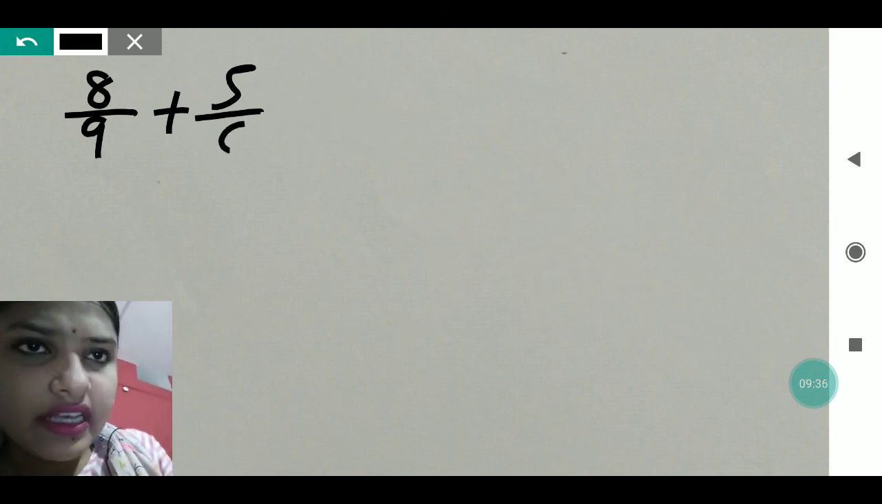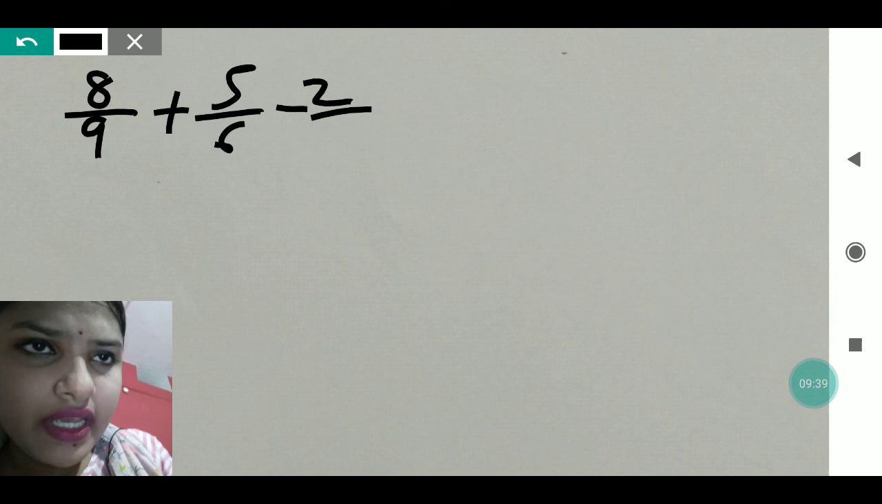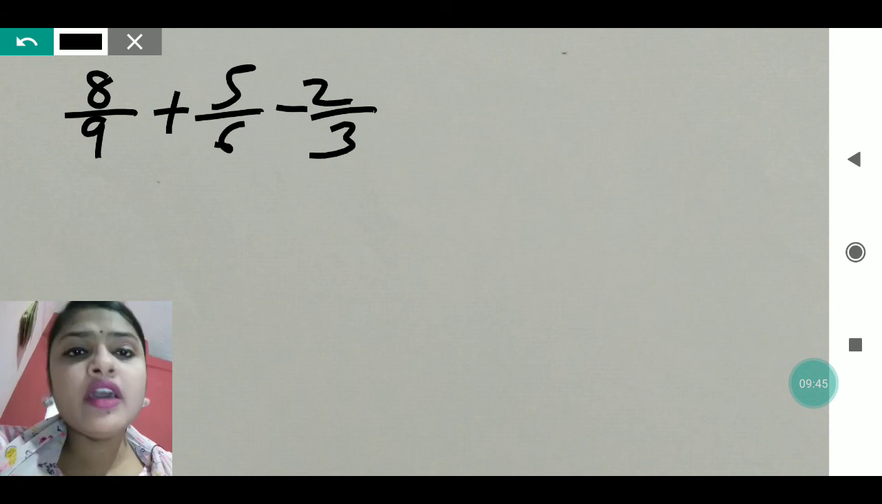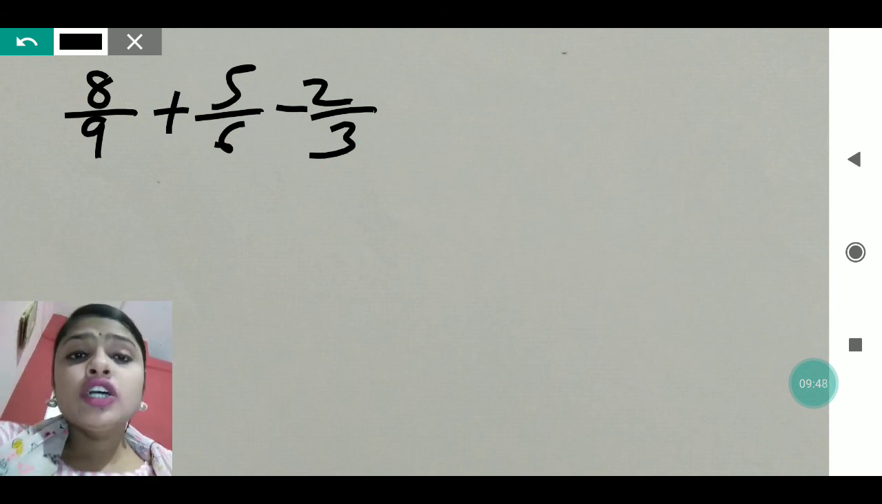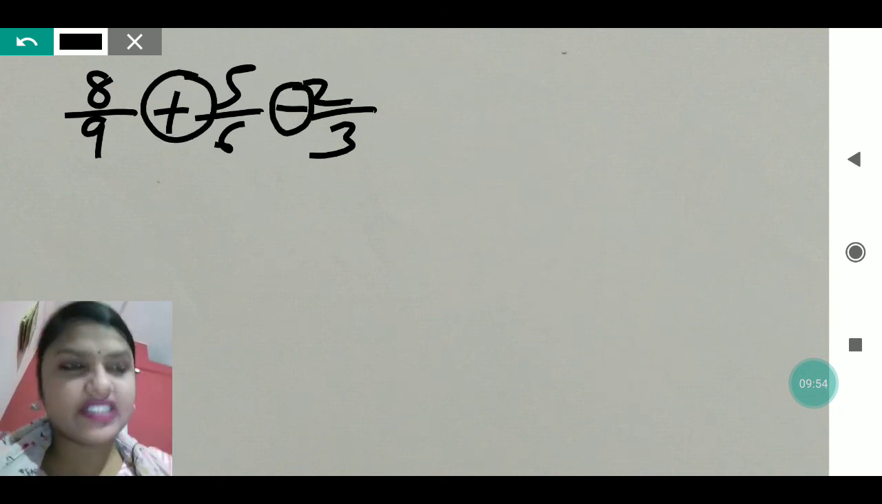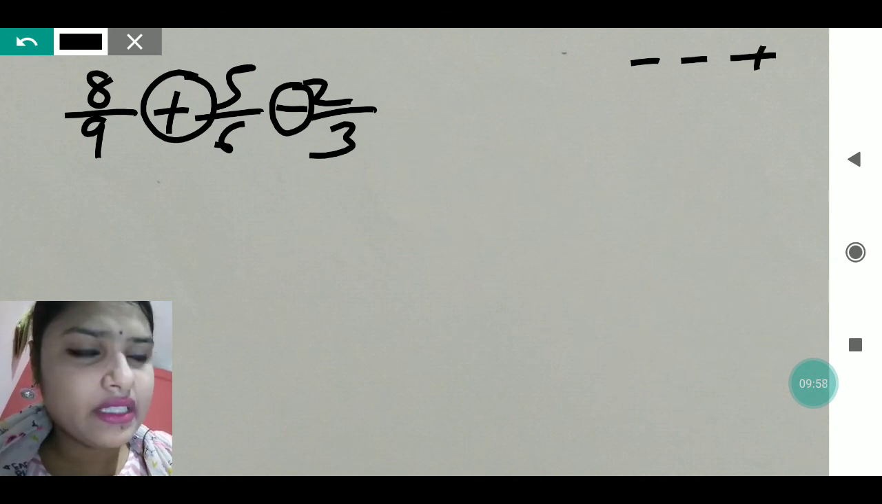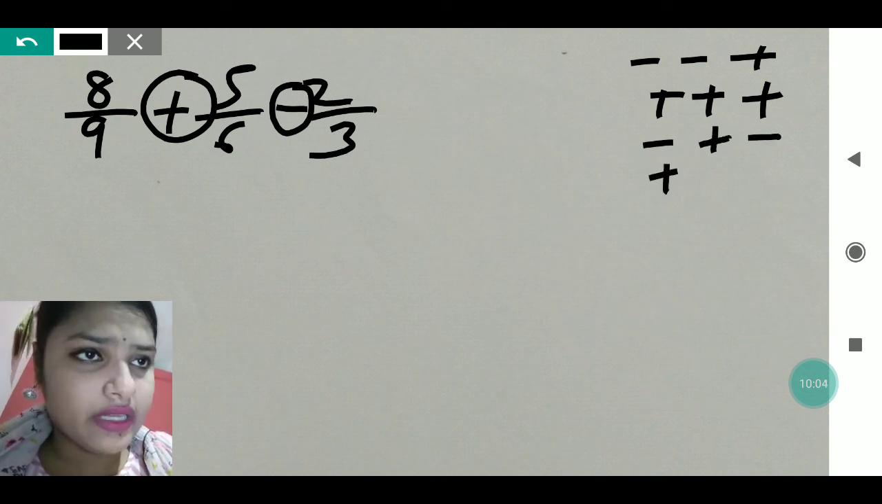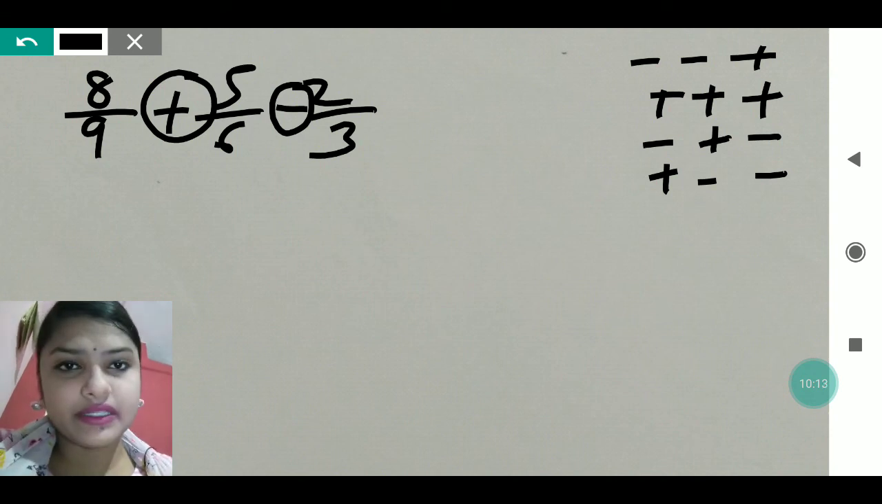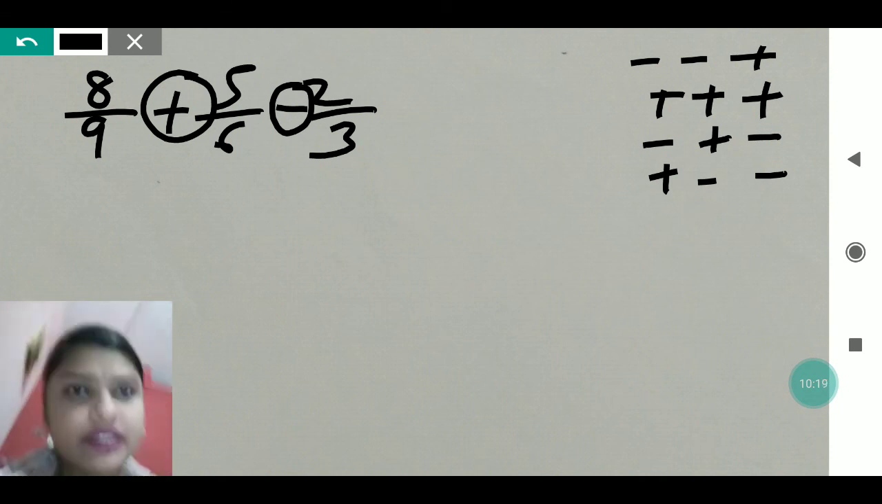Here you write 6 minus 2 by 3. I have made all the denominators different. Previously I wrote 9 here, 5 by 9, but now I have made all the denominators different. But here the same thing, we have to see the signs. It is unlike fractions, but minus minus will be plus, plus plus will be plus, minus plus will be minus, and plus minus will be minus. Now what do we have to do? You will find the LCM of all the denominators.